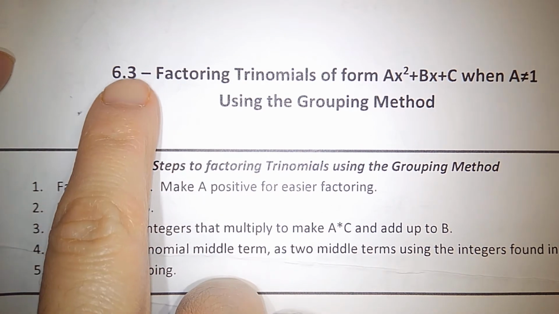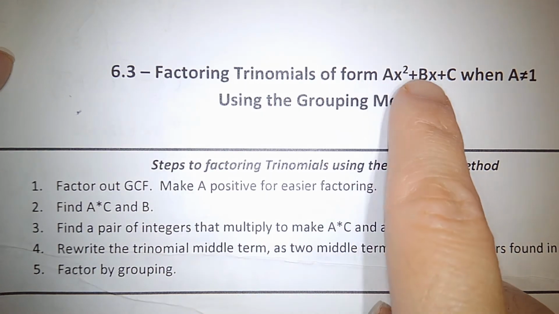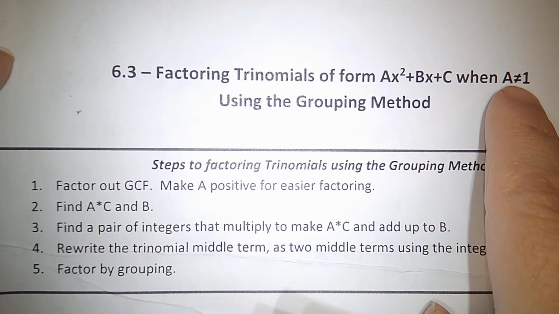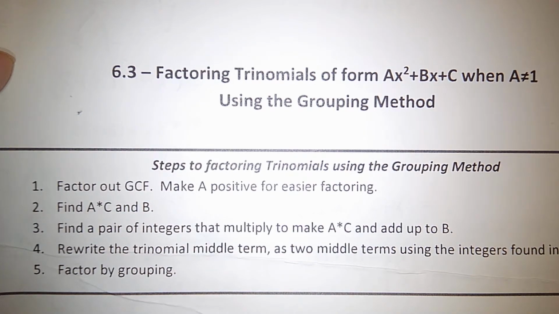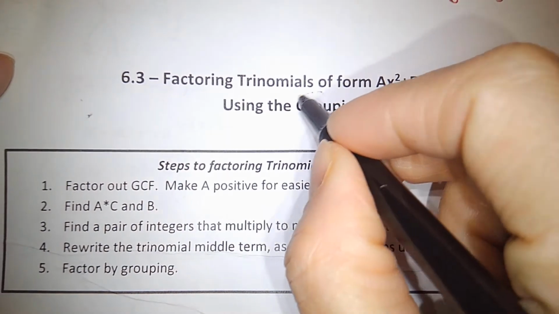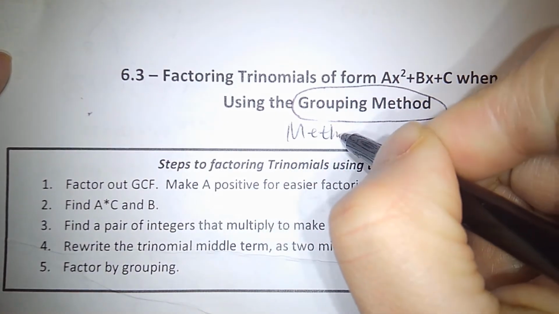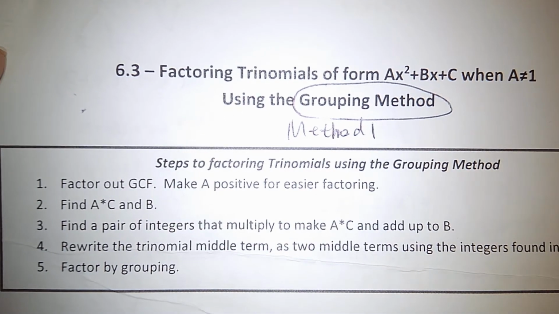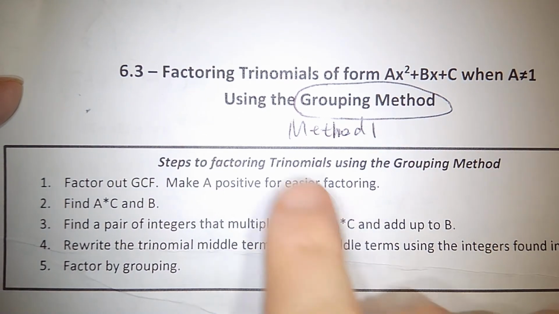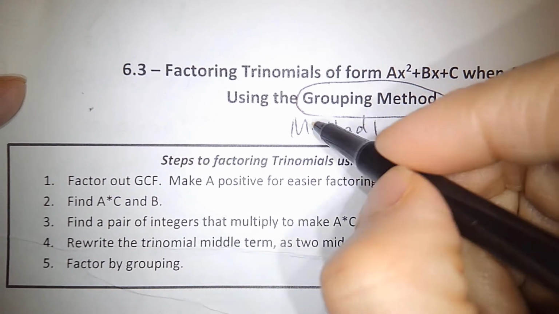Alright, so section 6.3, factoring trinomials of the form ax squared plus bx plus c when a is not equal to 1. There are two methods we're going to master. The first method is called what? Grouping method. We will learn both methods, and eventually it's up to you which method you want to use to factor a trinomial with a not equal to 1.